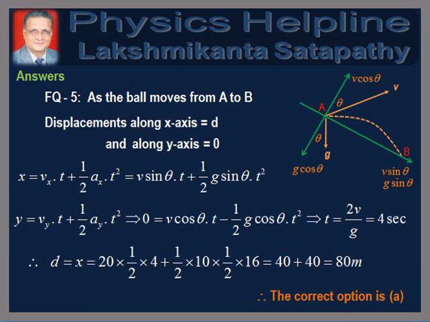Now, the equation of motion along x-axis is x is equal to vx into t plus half ax into t square, which is equal to v sin theta into t plus half g sin theta into t square. Putting v is equal to 20 meters per second, sin theta is equal to 1 by 2, g is equal to 10 meters per second square, and t is equal to 4 seconds, and simplifying, we get d is equal to 80 meters. Therefore, the correct option is A, which is the answer to the question.